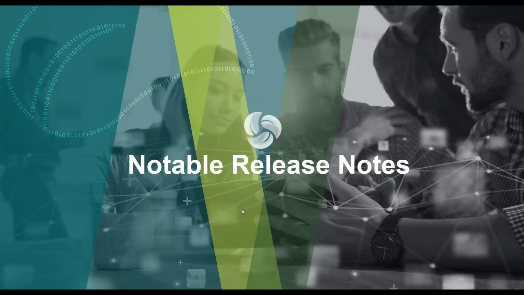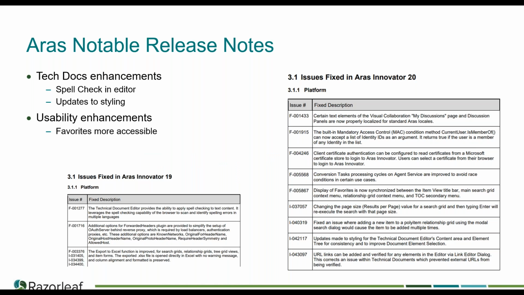So a couple last things to touch on, which are the notable release notes provided by Aras Innovator. The few things that I picked out of here that really apply to the end user are a few more enhancements to tech docs. Officially, we got a spell check in our editor. Once again, trying to get this more towards a true text editor, keeping things within Aras Innovator. Alongside that, some updates to styling to continue the push towards consistency in our styling.